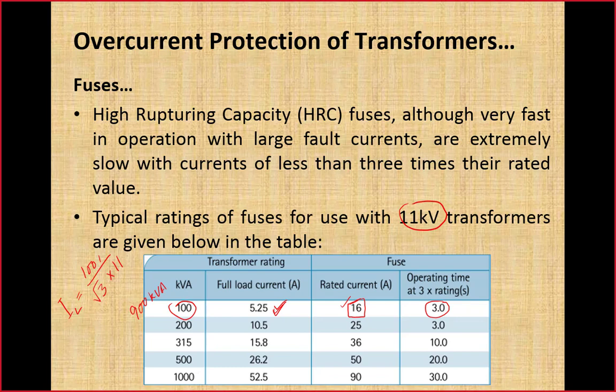I hope now you have an idea why we use a high rated current of fuses for transformers, just to make sure that these fuses are not blown away by the inrush current of the transformers. That's why its rated current is greater than even the full load current.